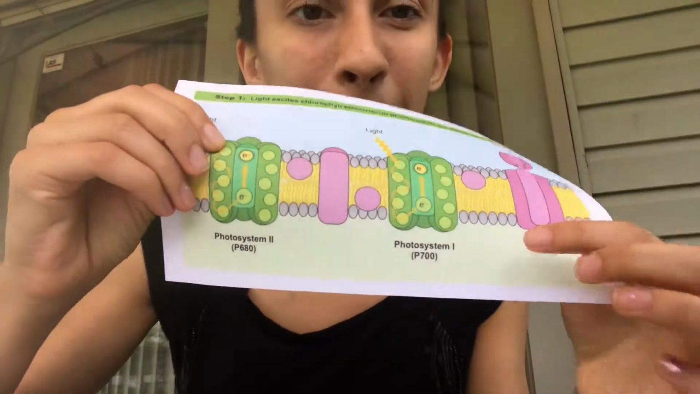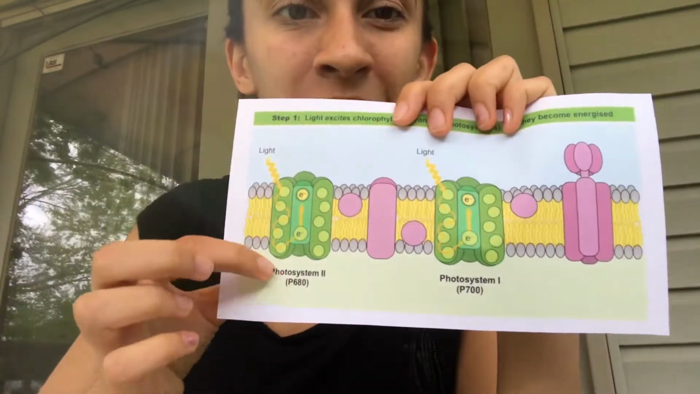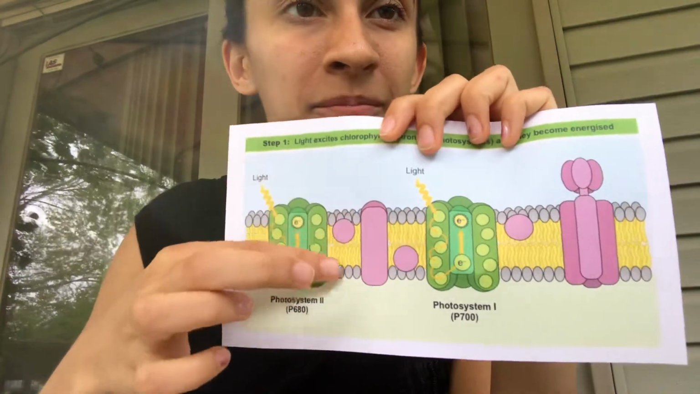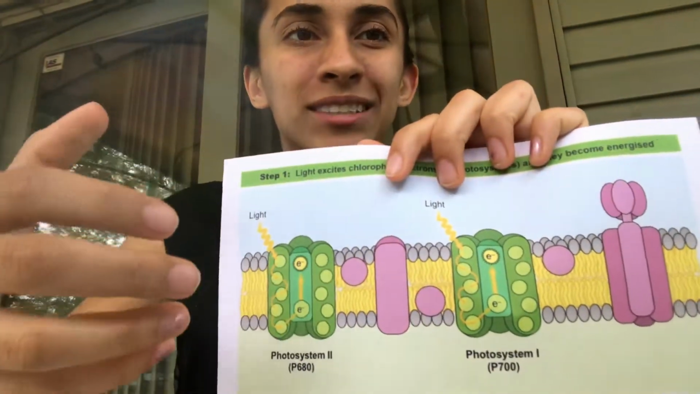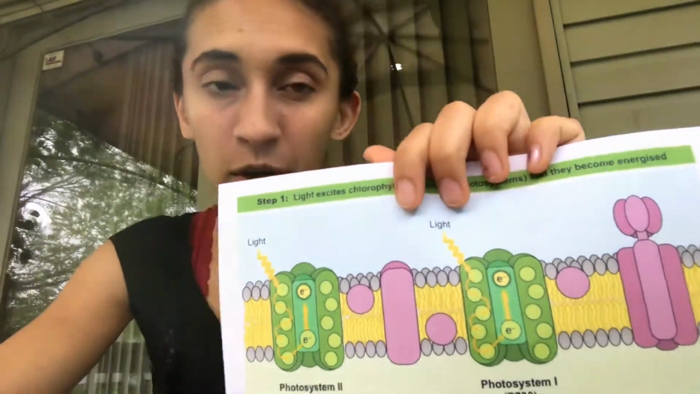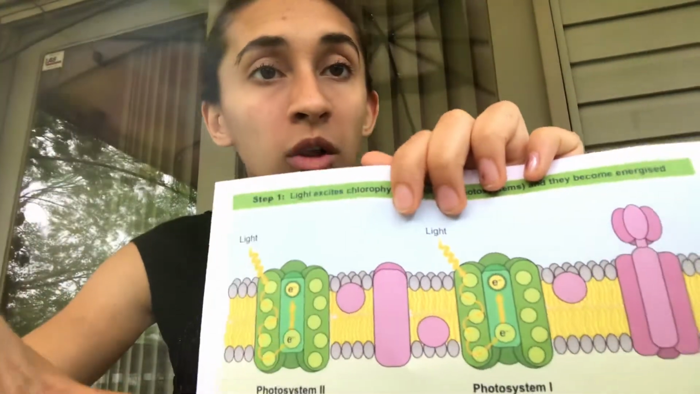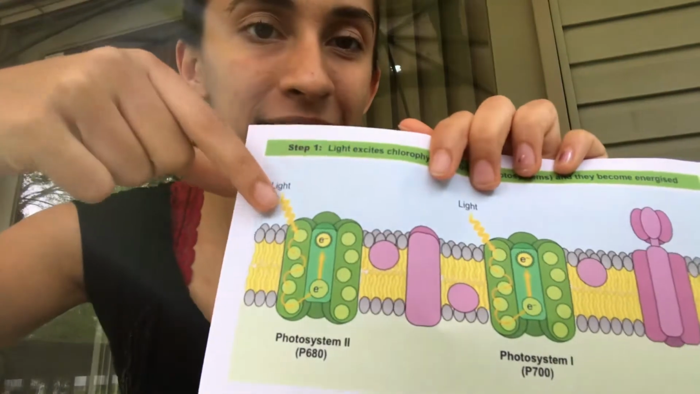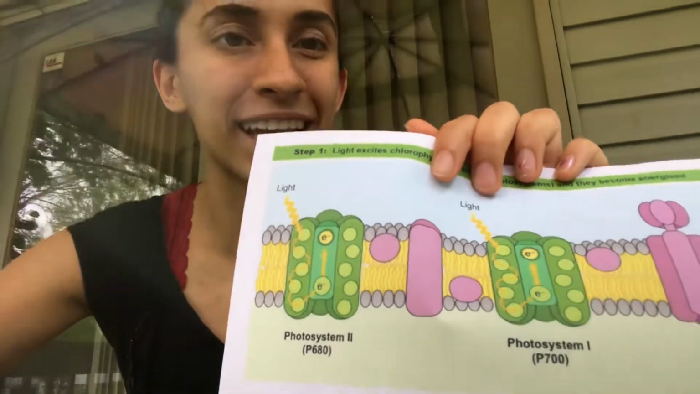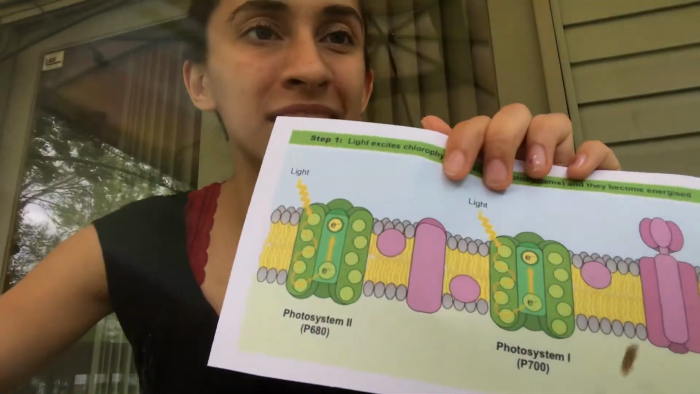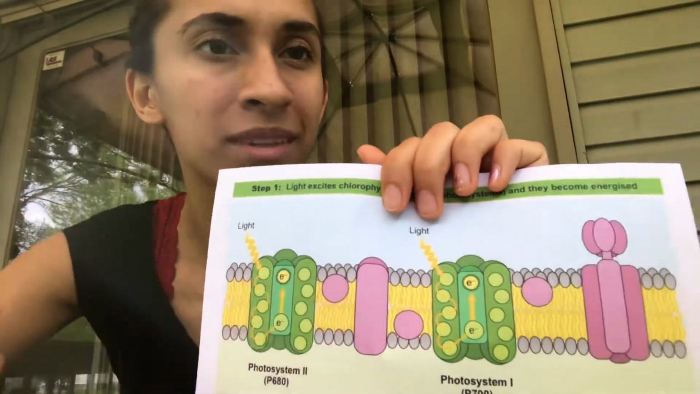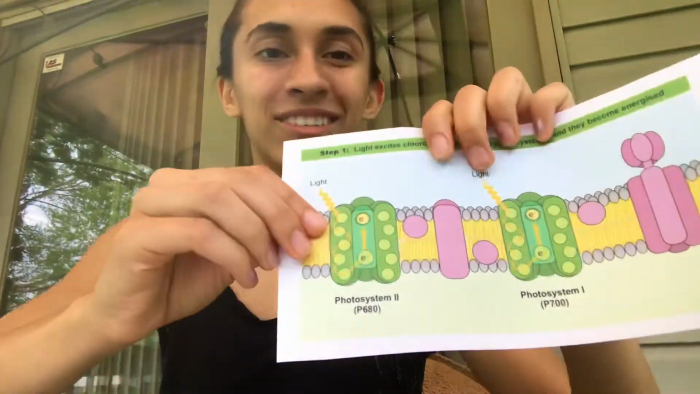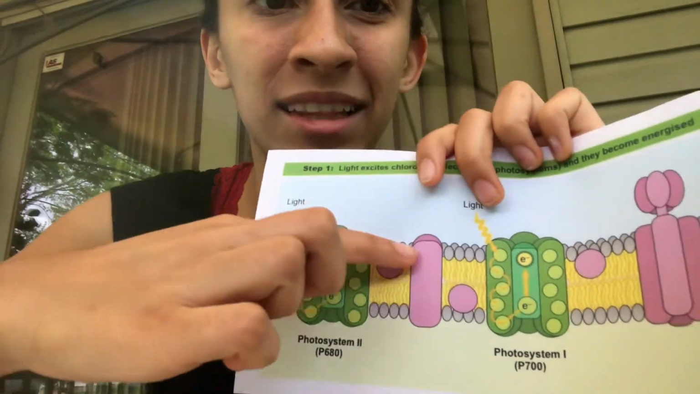So step 1. The photosystems become excited by light energy. So this green thing right here is a photosynthetic pigment, or a photosystem. Photosynthetic pigments are organized into groups called photosystems. When light hits it, the electrons become excited. These electrons are transferred onto carrier molecules in the membrane itself. So you can see that right here, the electrons become excited, then they're transferred into the membrane itself.